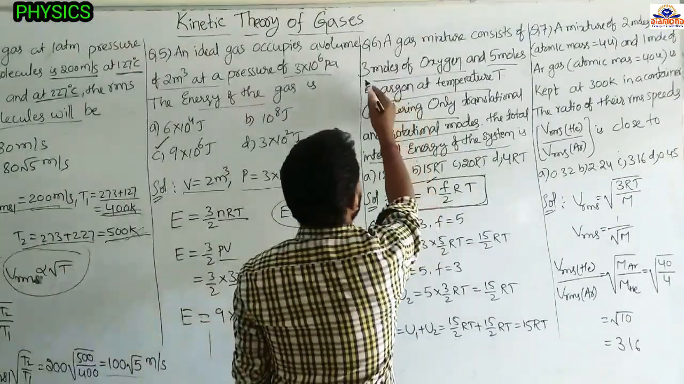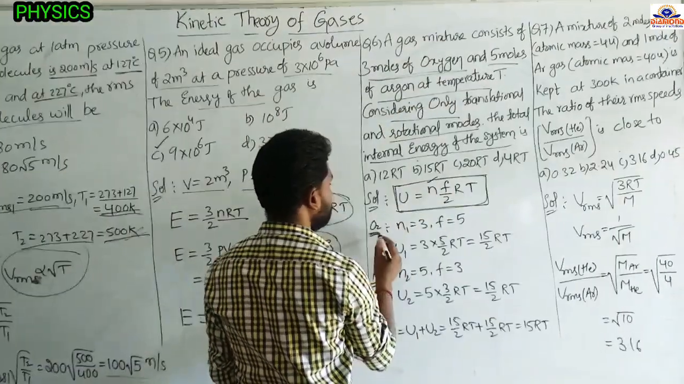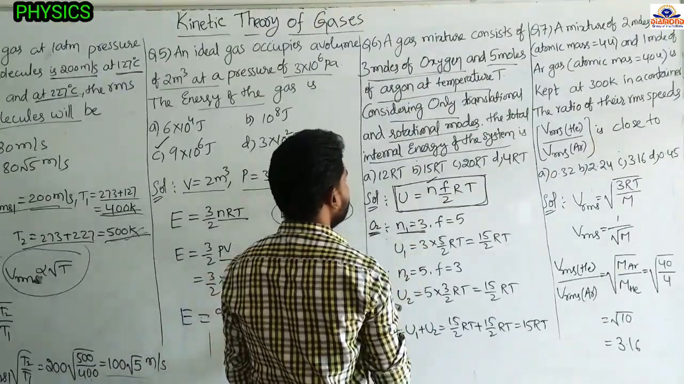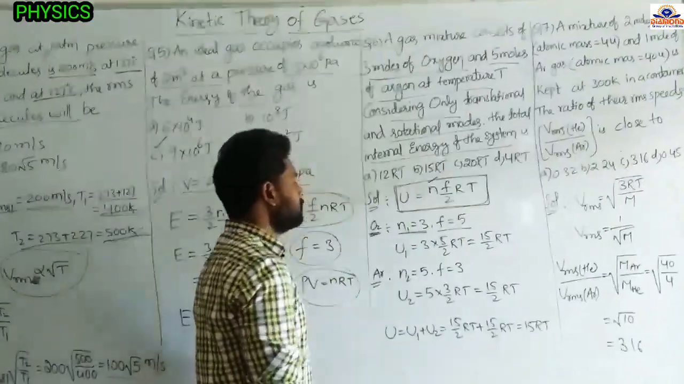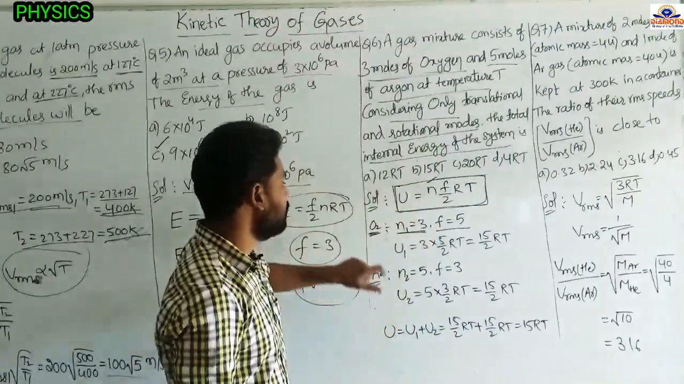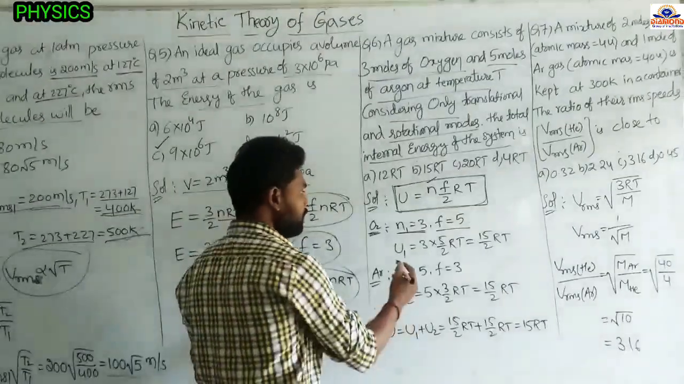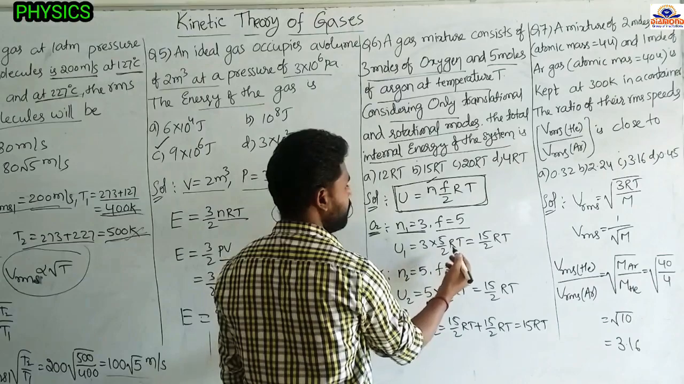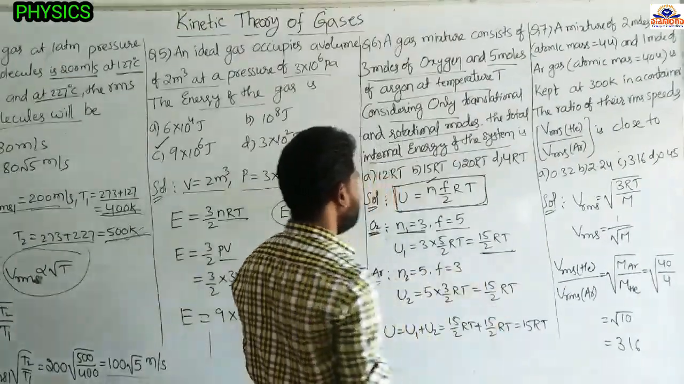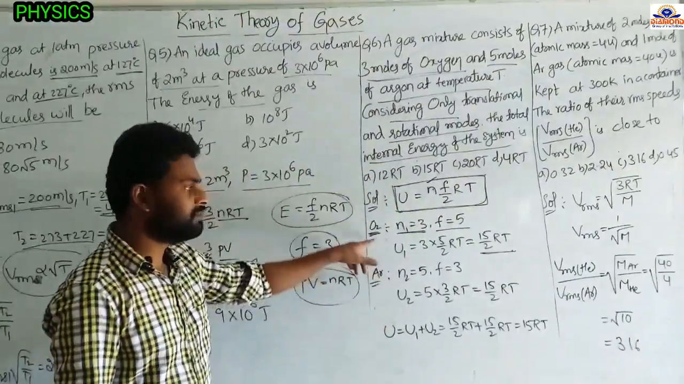See now, 3 moles of oxygen. First I am considering the oxygen. Number of moles equal to 3. Oxygen is the diatomic gas. The degree of freedom equal to 5. So substitute in the formula, we will get the internal energy of the oxygen. So U1 equal to N is 3 and degree of freedom is 5 by 2 RT. Then 15 by 2 RT is the internal energy of the oxygen.